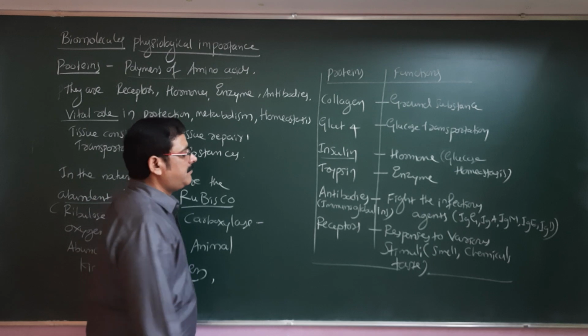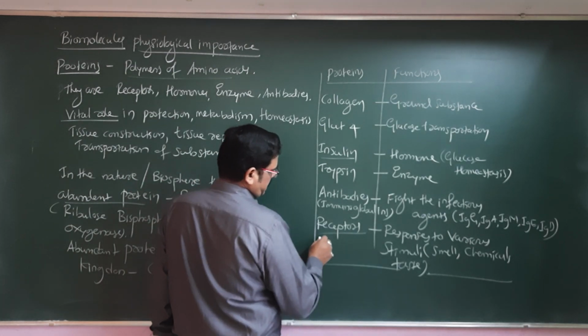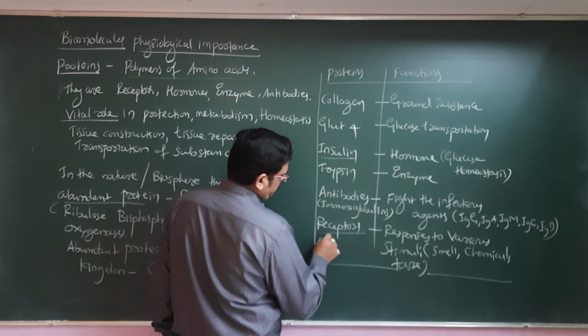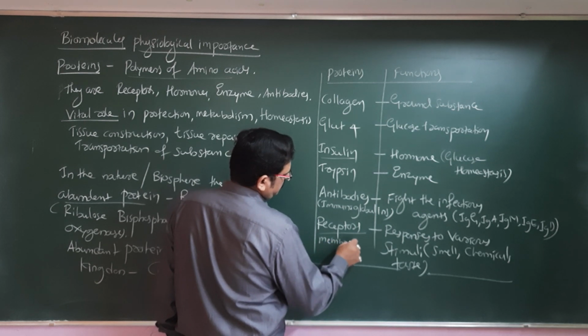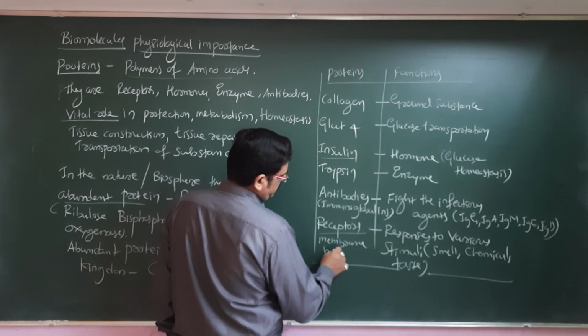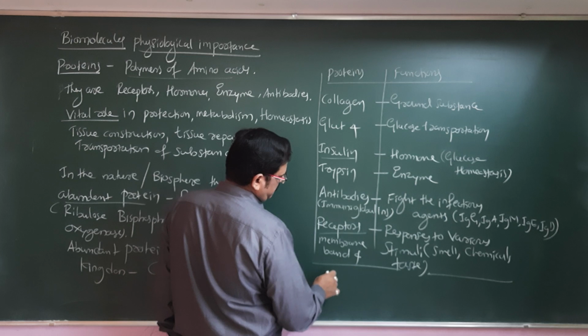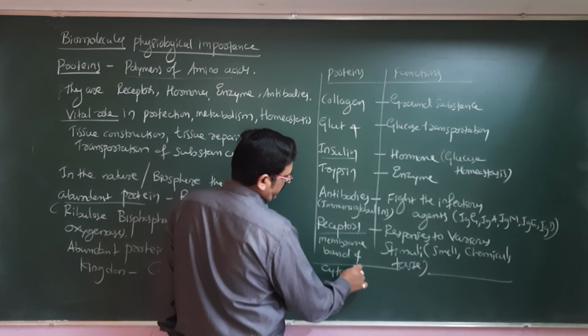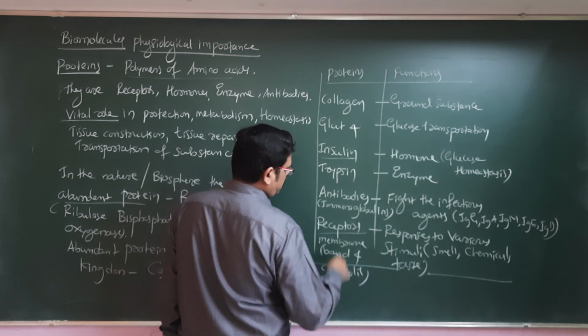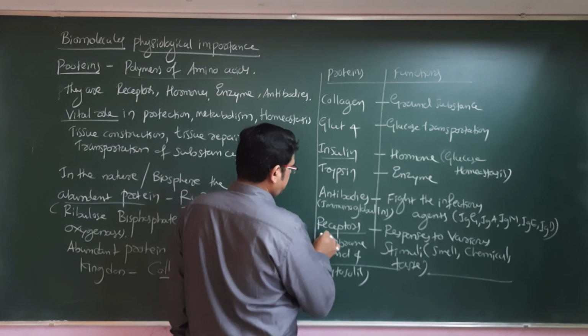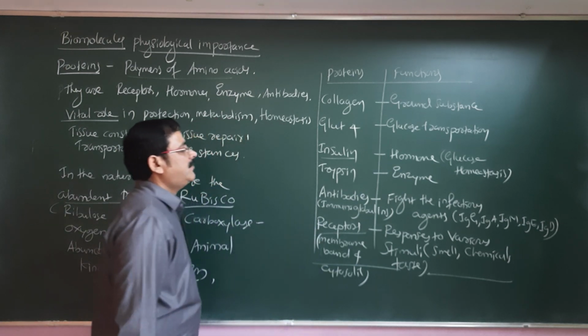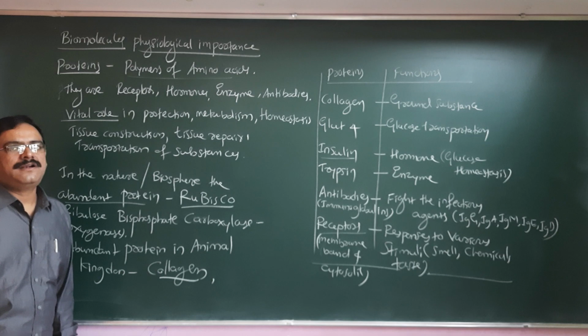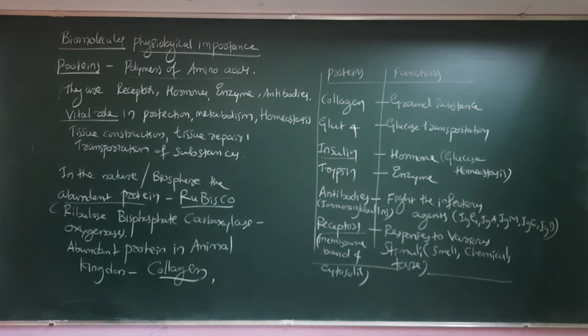Receptors are mainly membrane bound and cytosolic, we call it. So these are the types of receptors we can find. Receptors are essential to trigger various kinds of biochemical reactions.